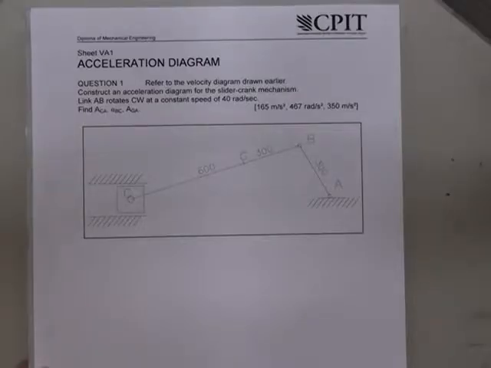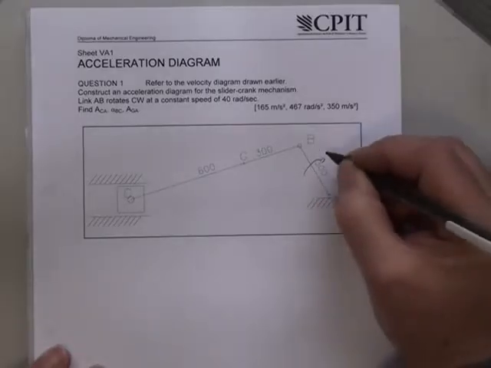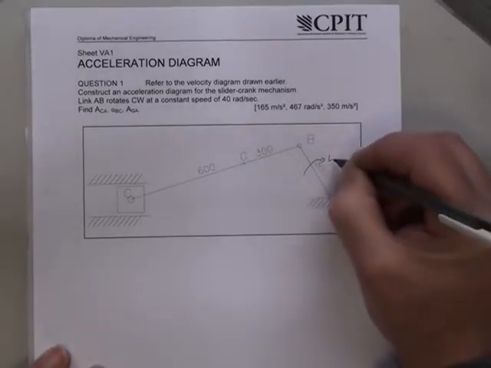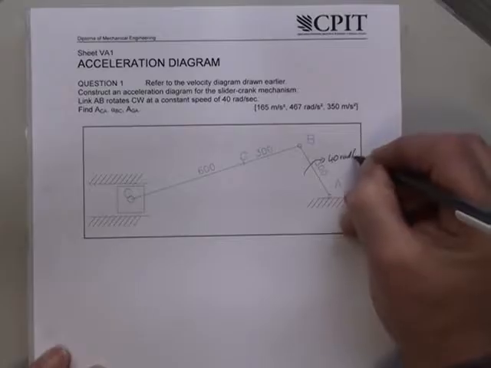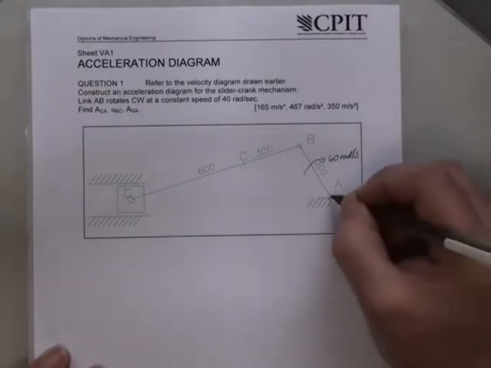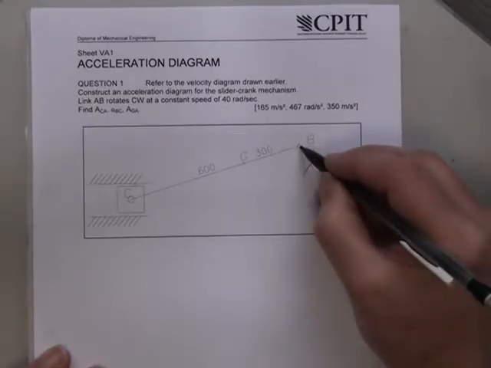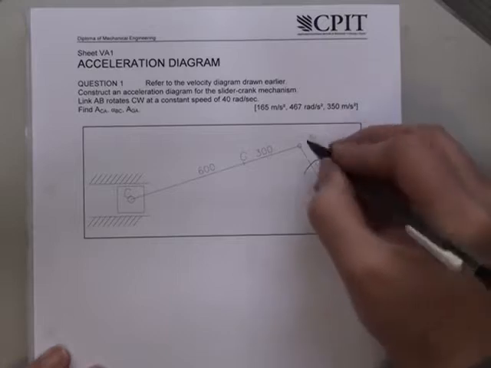This is the example for acceleration. This is using the velocity diagram that we used as the example earlier. So in this situation, link BA is rotating at 40 radians per second in a clockwise direction. Again, we start at point A, our known point. We need to establish where B is traveling.